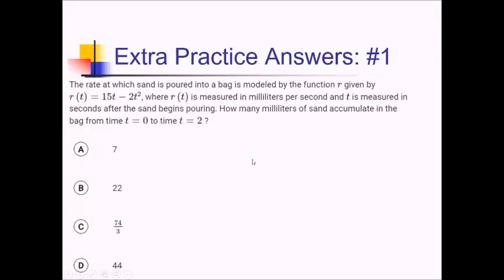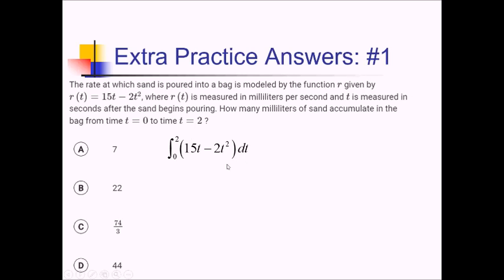On this one, the rate at which sand is poured into a bag is modeled by this R function, and we want to know how many milliliters of sand are accumulating in the bag between times 0 and 2. Well, if I have the rate at which sand accumulates, to find out how much actually accumulated, the change in amount of sand, that's just going to be the integral from 0 to 2 of r of t dt, which is going to be 15t minus 2t squared dt.